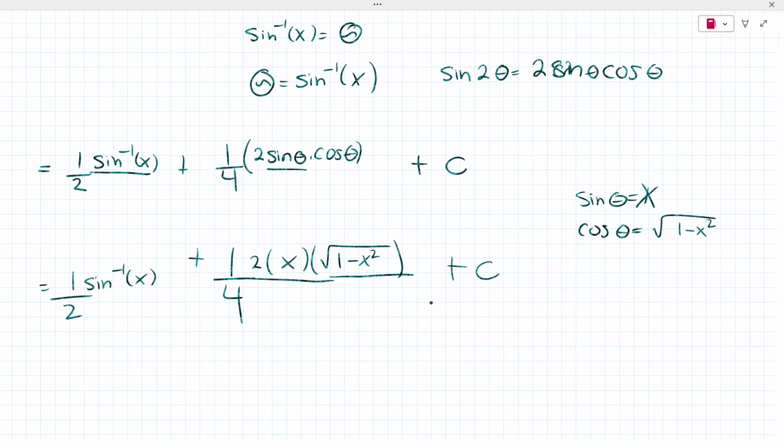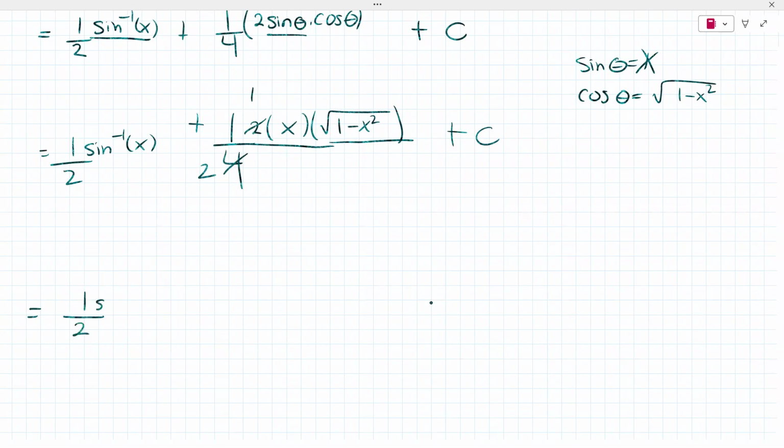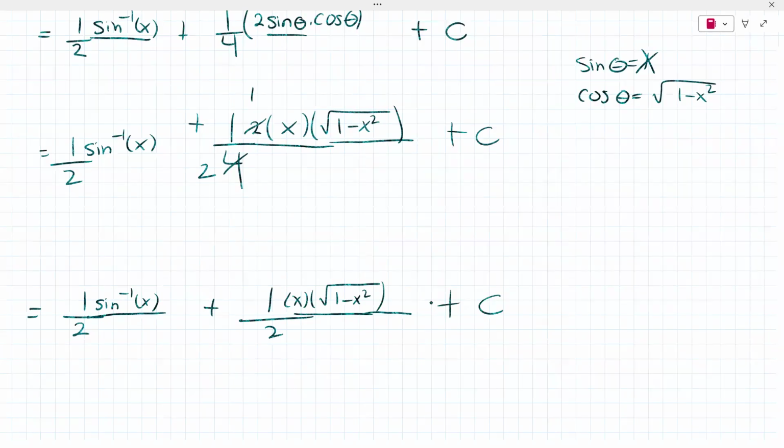And then what you could do is reduce the 2 and the 4. This becomes a 1. This becomes a 2. So my final answer is going to be 1/2 sin inverse of x plus 1/2 x times square root of 1 minus x squared plus c. That's your final answer.